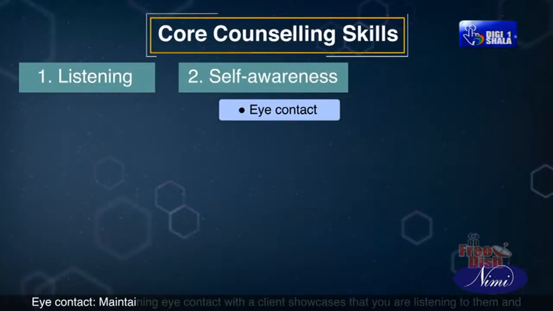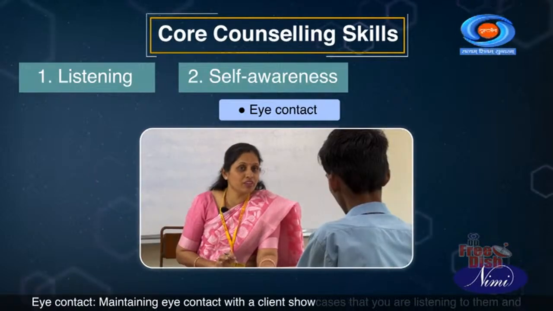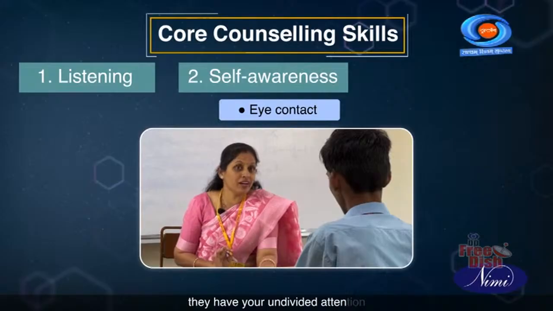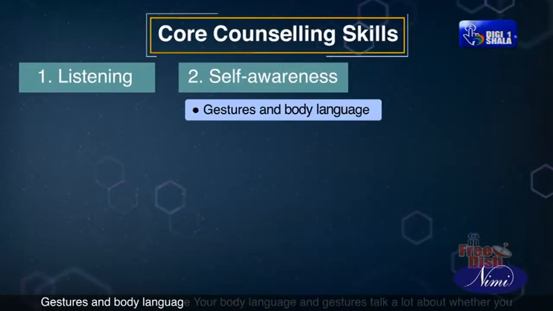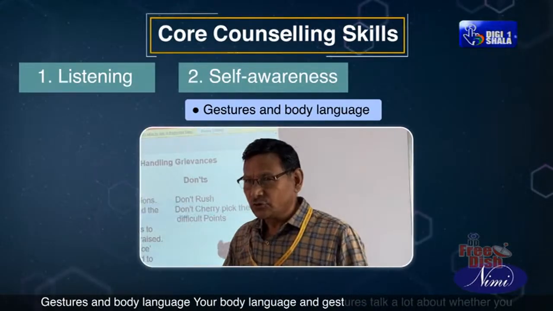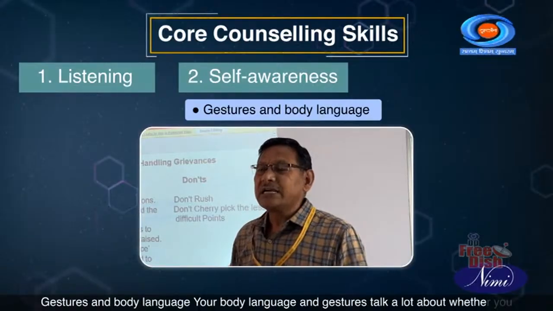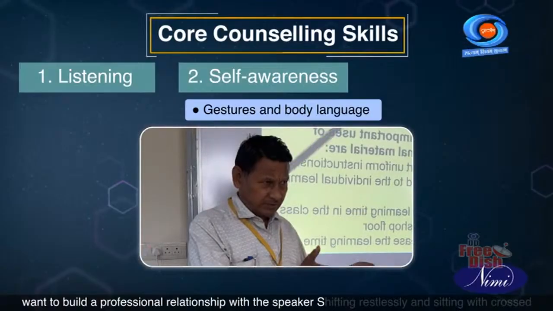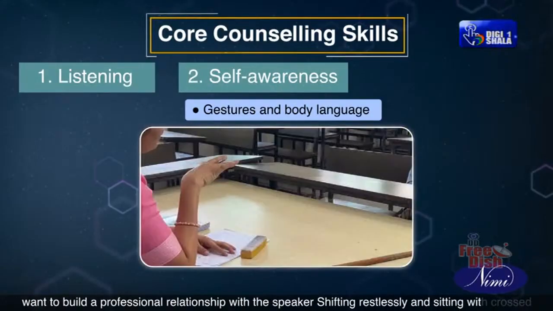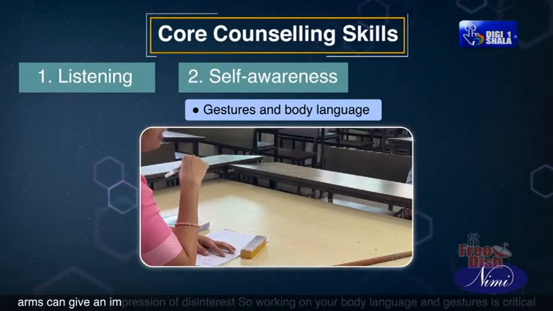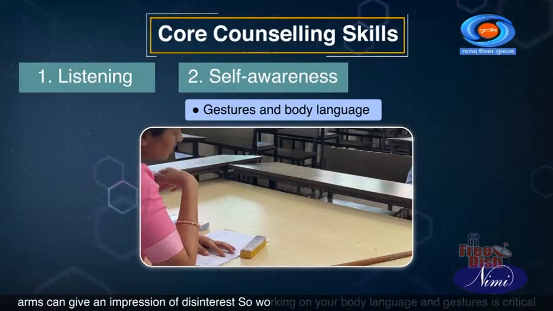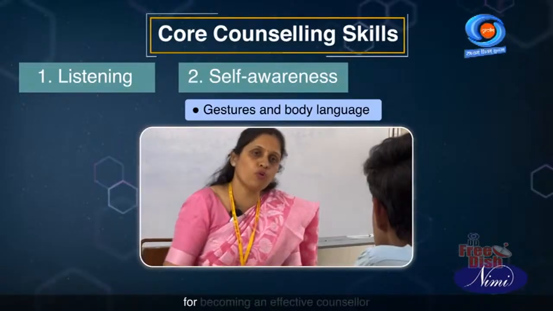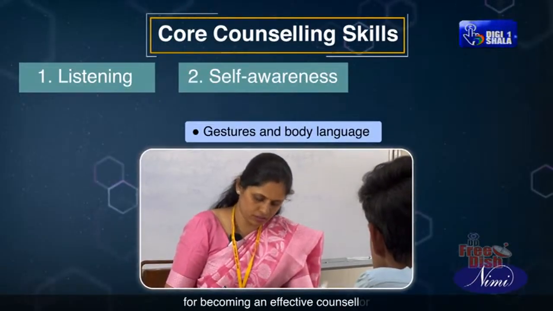Eye contact. Maintaining eye contact with a client showcases that you are listening to them and they have your undivided attention. Gestures and body language. Your body language and gestures talk a lot about whether you want to build a professional relationship with the speaker. Shifting restlessly and sitting with crossed arms can give an impression of disinterest. So, working on your body language and gestures is critical for becoming an effective counselor.